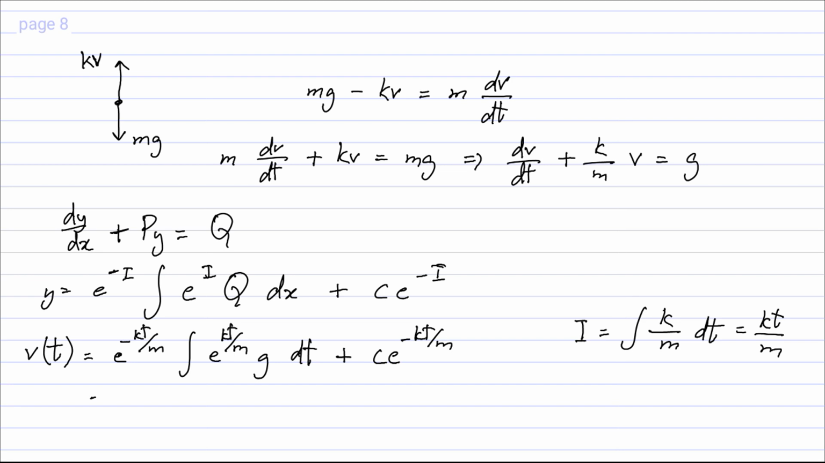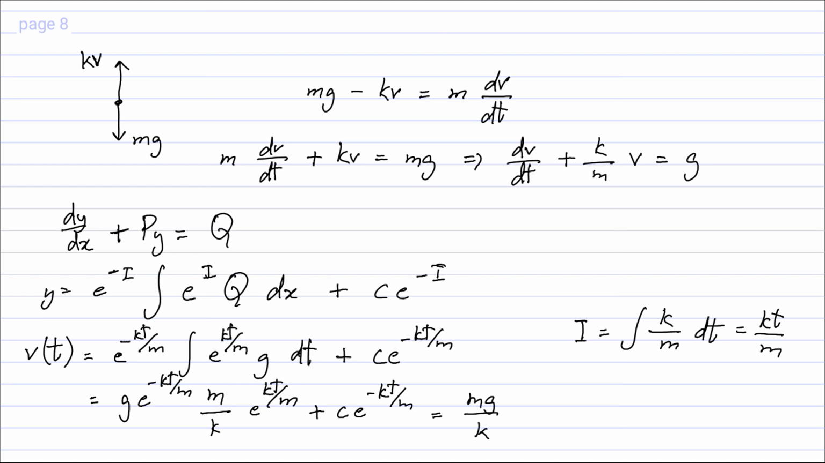Right, so this gives you g goes outside, e raised to power minus kt over m, and then you have to integrate e raised to power kt over m. Okay, so that gives you m over k and you have e raised to power kt over m, plus c e raised to power minus kt over m, and this is equal to mg over k plus c e raised to power minus kt over m.